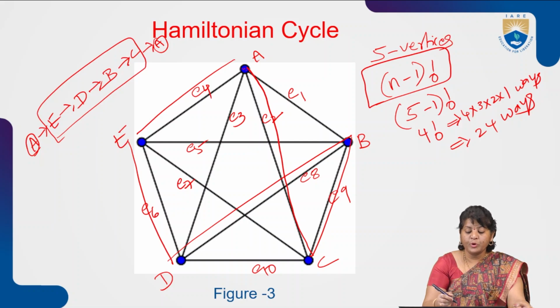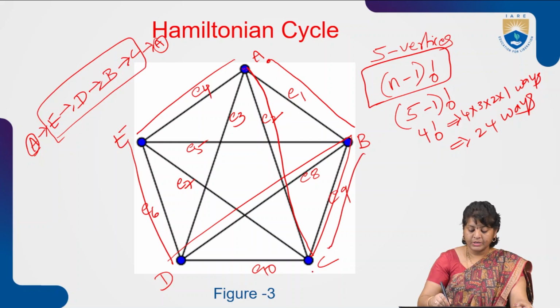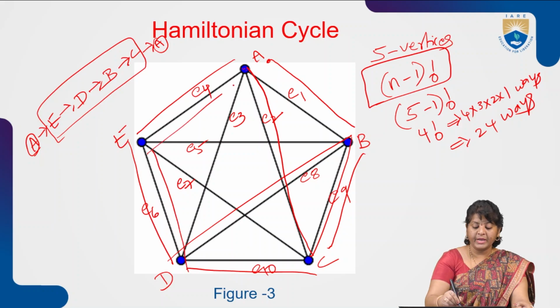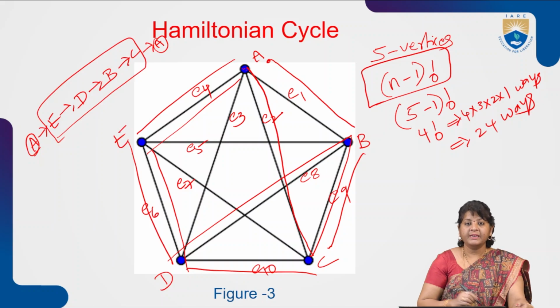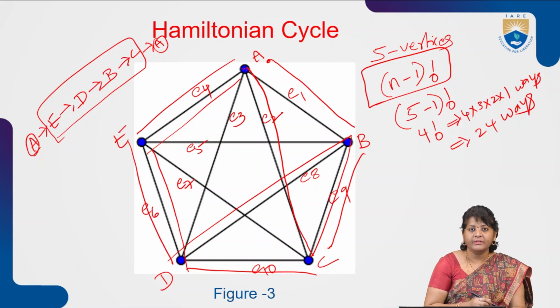Similarly, you can find one more possibility, that is you can start from B and then execute. Or you can start from A to B, B to C, C to D, D to E, and E to A. This is one more possibility. Like this, we can find out 24 ways. So 24 Hamiltonian cycles are present in this graph. But it is not possible to find out all the 24 ways at a time. So here are the two possibilities which we discussed.